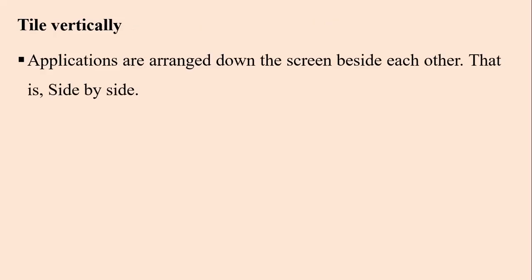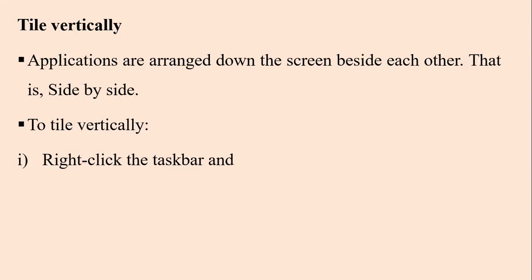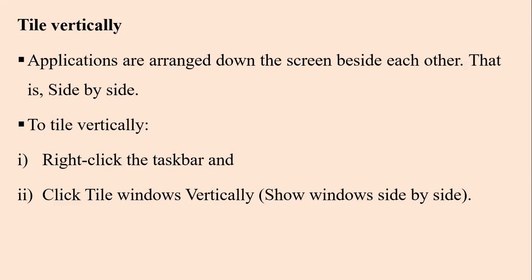You can also tile windows vertically. Applications in this case are arranged down the screen, but side by side. So if you want to tile windows vertically, right-click the taskbar and then click on Tile Windows Vertically or Show Windows Side by Side.